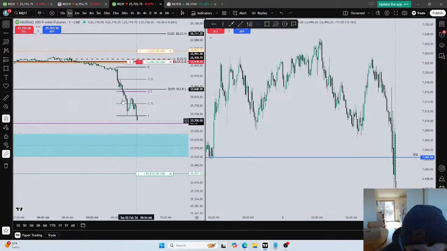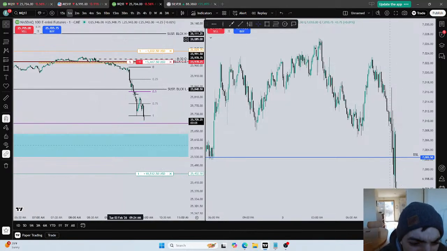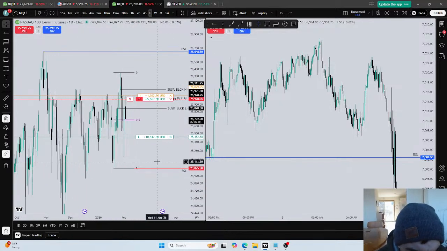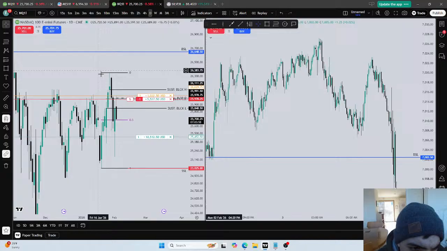All right, headed towards that new week opening gap. This level, if you guys don't remember, I pointed it out, is EQ of the daily range we're stuck in, from this low to this high.